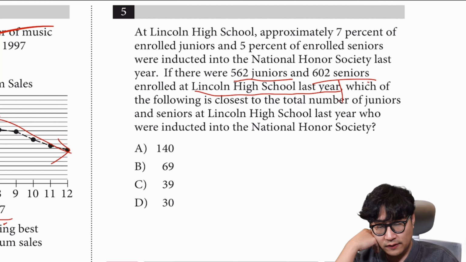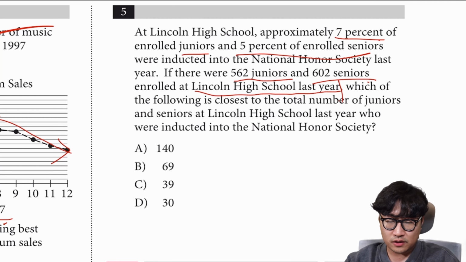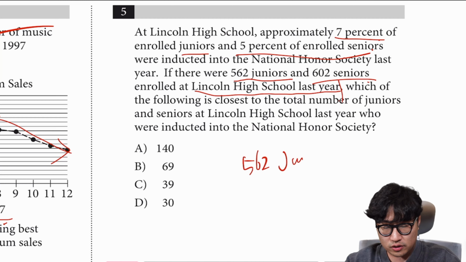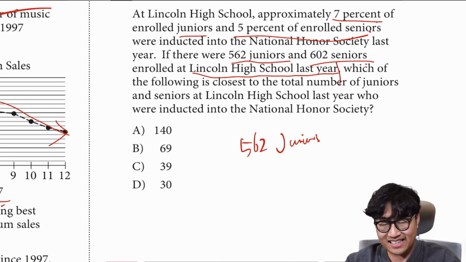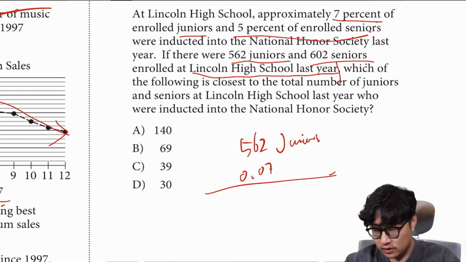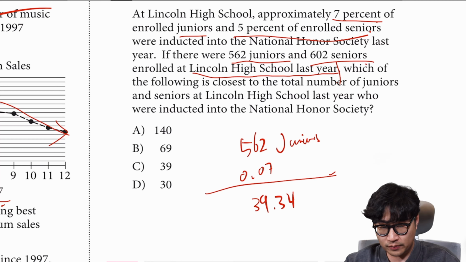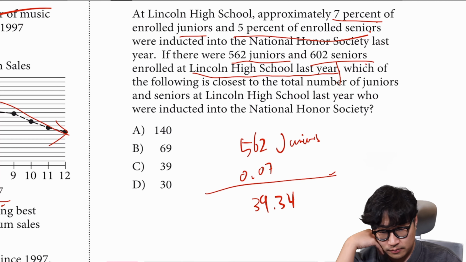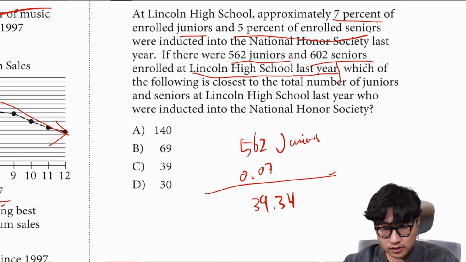Okay, so 7% of the juniors and 5% of seniors, right? So what they say, you got 562 juniors. But remember, what do you do with the juniors? Take 7% of it, so 0.07. Man, nobody can do that in their head. So if you do that in your calculator, you actually get 39.34.